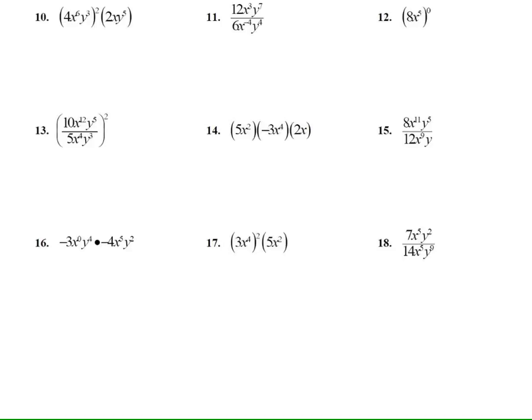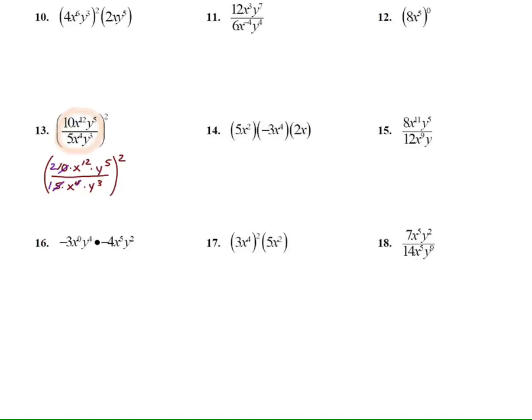Number 13, we have a fraction raised to the second power. Again, the way I like to handle these is I like to reduce everything on the inside first and then square everything. So what I like to do is think about reducing that. So I'm going to write it all out, kind of separated by multiplication. You don't have to do this step in between, but it does make the reducing a little bit easier to see, I think. So 10 and 5 reduced to 2 and 1.